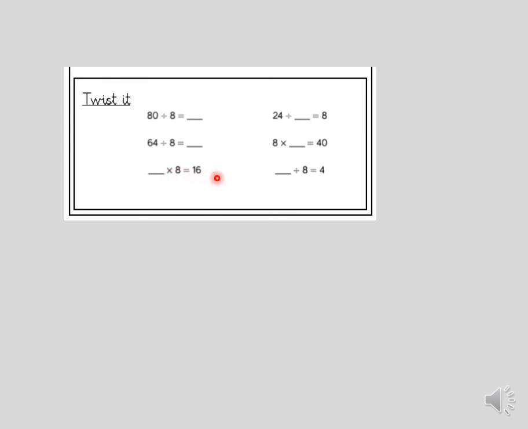Something times 8 equals 16. Think about 16 divided by 8. If you shared 16, if you wanted to get 8 as your answer, how many times would you share it? Okay, how many parts would you split it into? Something times 8 equals 16. So you need to fill in the blanks for these ones.